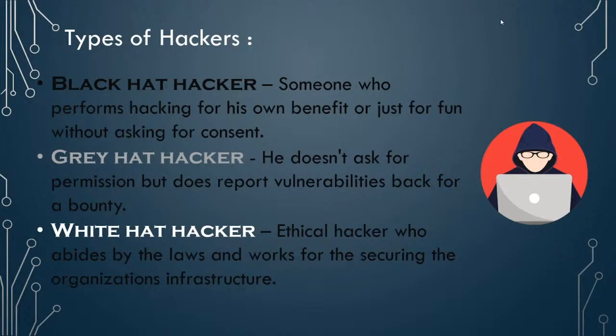Now, in between white hat hackers and black hat hackers, there's someone else known as a gray hat hacker. As the name itself suggests, these people have qualities of both a black hat as well as a white hat hacker. Like a black hat hacker, they don't ask for permission before finding the vulnerabilities. But once they find the vulnerability, like a white hat hacker, they report it back to the organization. They don't take advantage of it, they don't exploit it and try to attack the system, but they report it back so that they can help the organization.